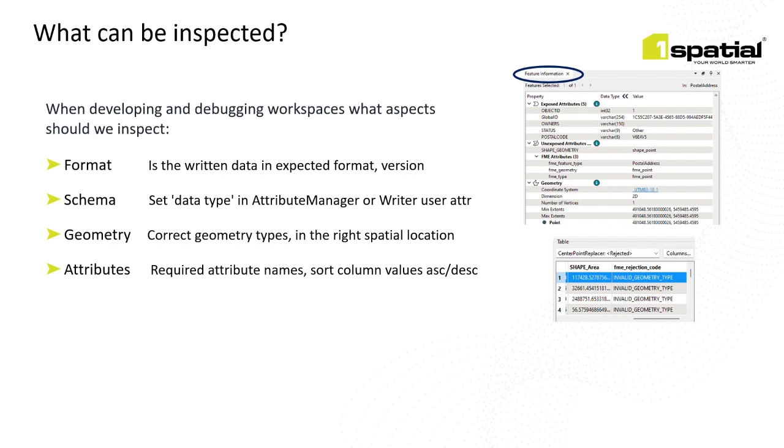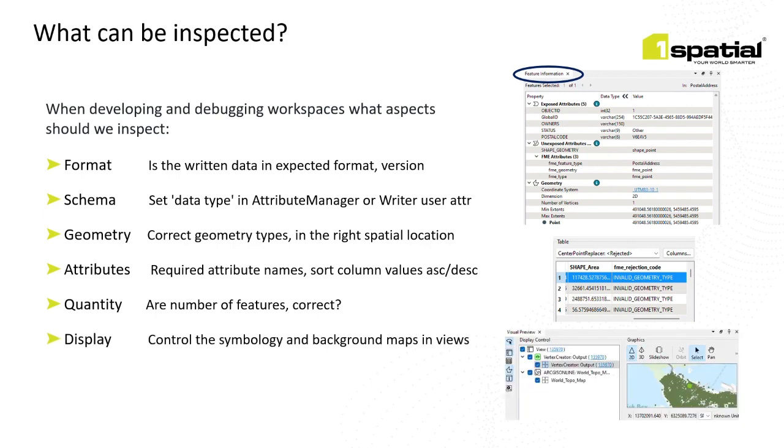I also suggest sorting columns ascending and descending just to get a feel for the values and their statistics, perhaps of numbers. Look at the quantity of features going through transformers. Are you losing features? Do the feature counts add up from all the output ports? Compare them to the input.